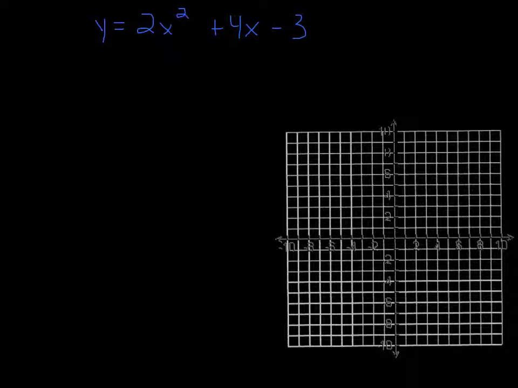So let's first find our axis of symmetry. x equals negative b over 2a. So that is negative 4 over 2 times 2, which 2 times 2 is 4, 4 over 4 is 1, and we have our negative. So our axis of symmetry is at negative 1. So we're going to draw our line at negative 1.